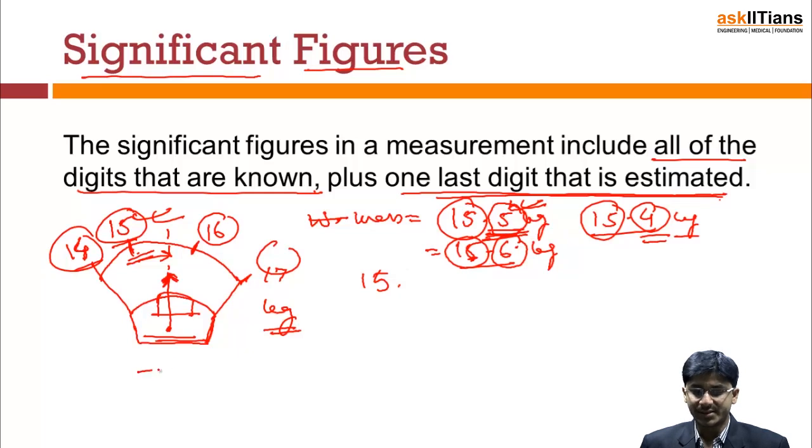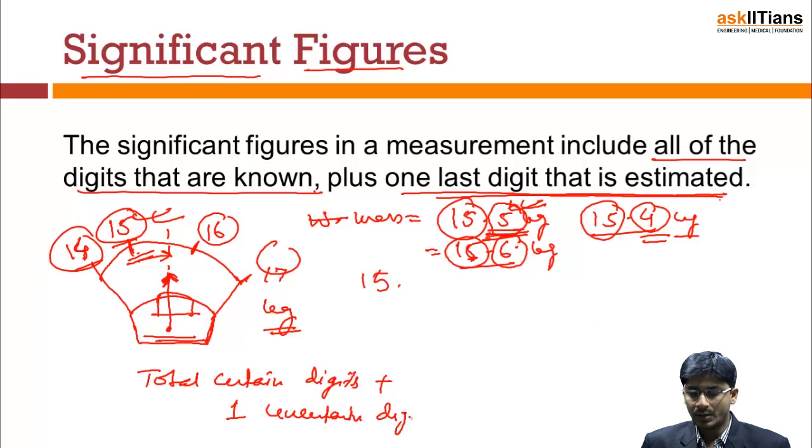So the total certain digits that you know for sure, plus one uncertain digit, gives us the number of significant figures in a value that has been given from a measurement. So here, what is the number of significant figures? It is 3, because these two are known, and this is the third figure, because I have to take one uncertain digit.